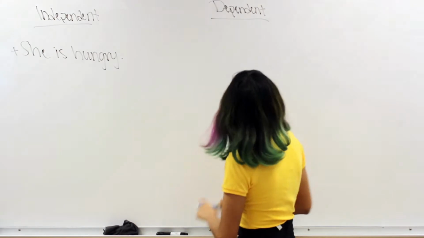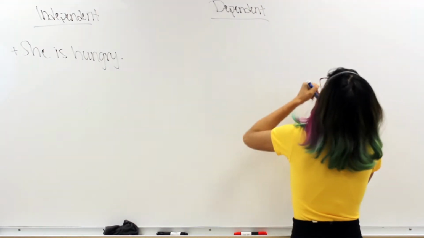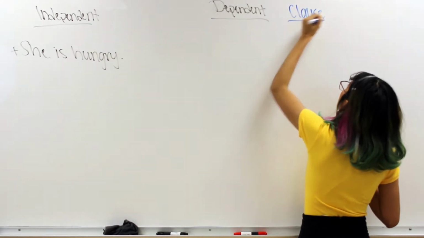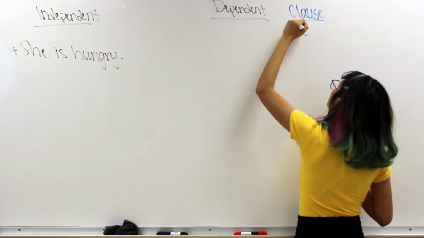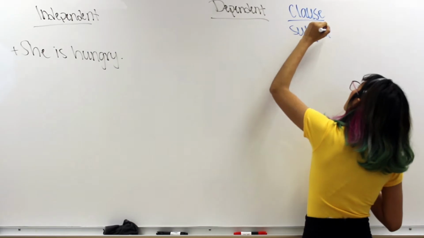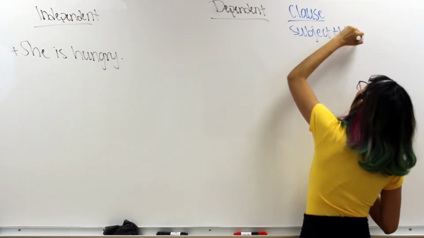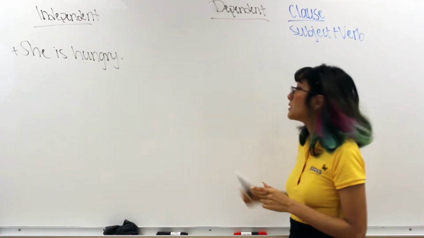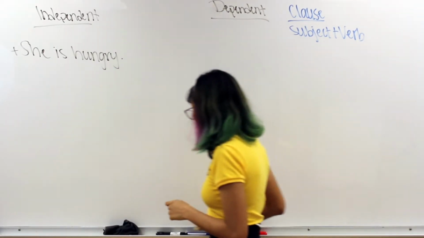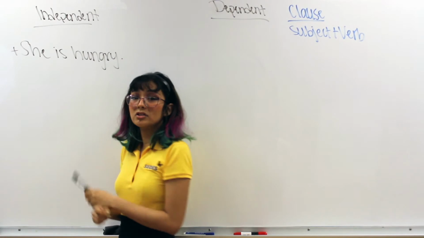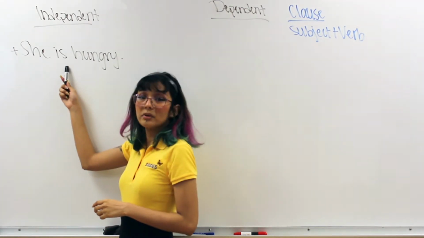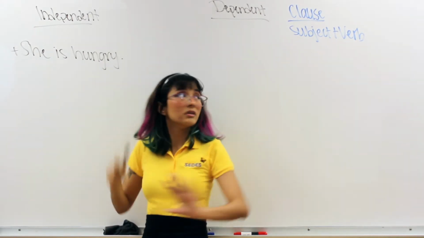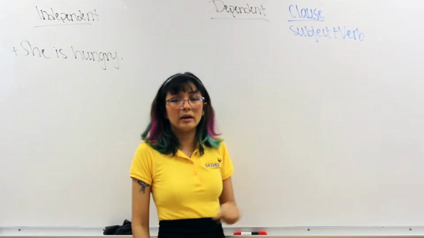Right here, we're going to put clause. You just need a subject and a verb. Those are the only things you need to make a clause, a subject and a verb. Here, we have the subject she, and we have the verb is. She is hungry. Pretty simple. It's just a clause.